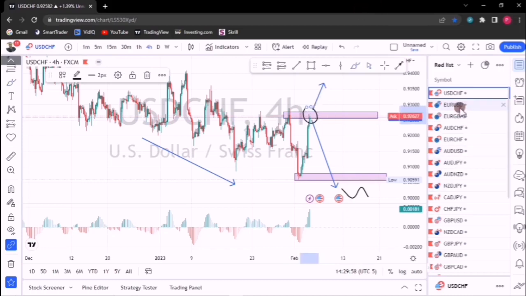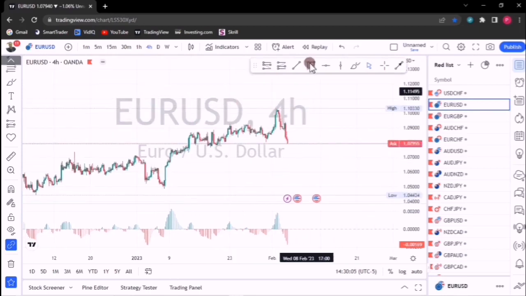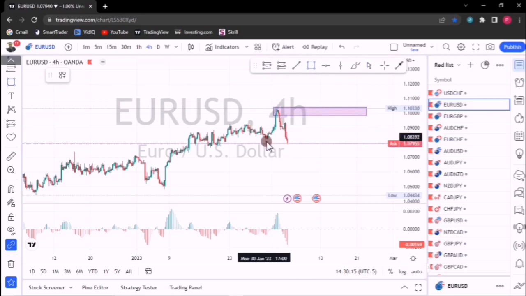All right, let's move on to Euro USD. Euro USD, starting from the 4-hour time frame, I mark the highest point, and then I mark the lowest point before the lowest point here. I don't mark the point where price is currently at because it has not closed yet. I mark the lowest point where price closed and the highest point where price has already closed.